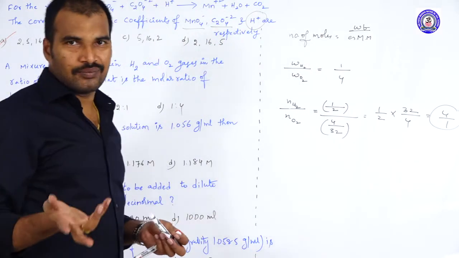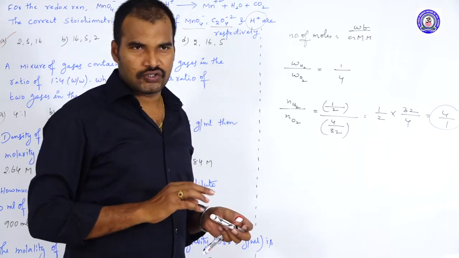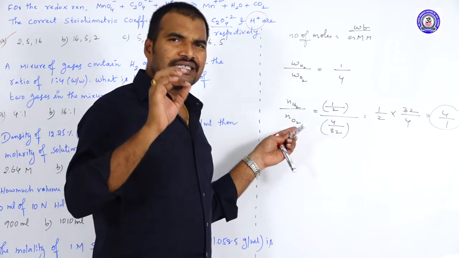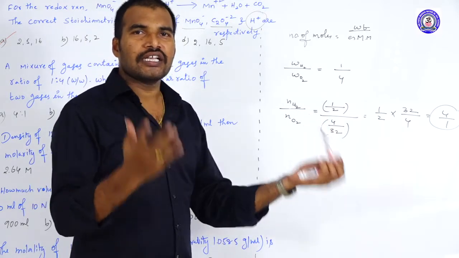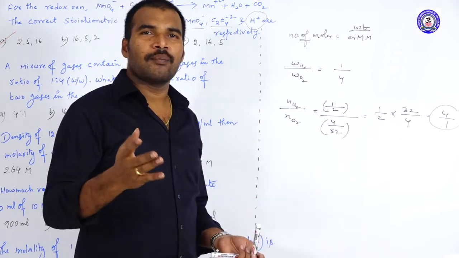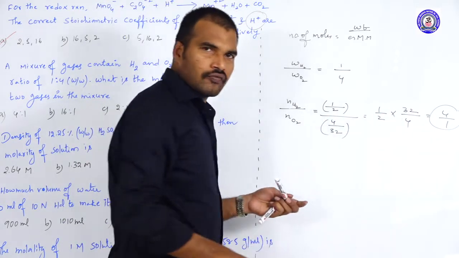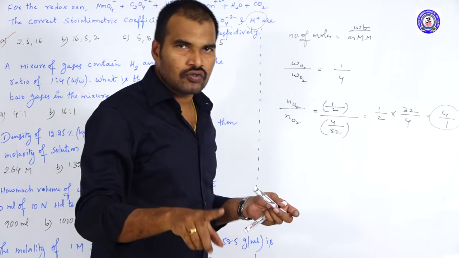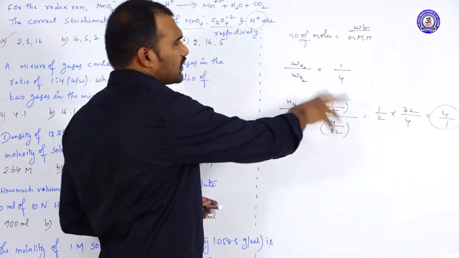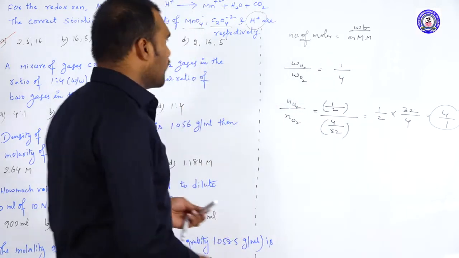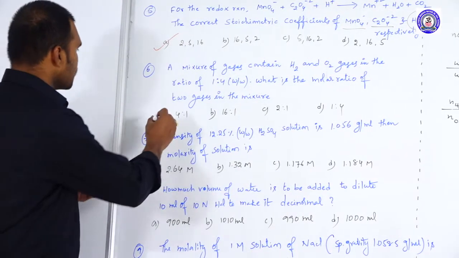Sometimes they may ask you volume ratio also. By giving the weight ratio, they may ask you volume ratio. The volume ratio is same as the molar ratio. Why? Because according to Avogadro's law, equal volumes always contain equal number of moles or equal number of molecules. So if the volume ratio is 4:1, then definitely their moles ratio or molecules ratio remains same. So that is why this kind of question they frequently ask. Here the answer is 4:1.